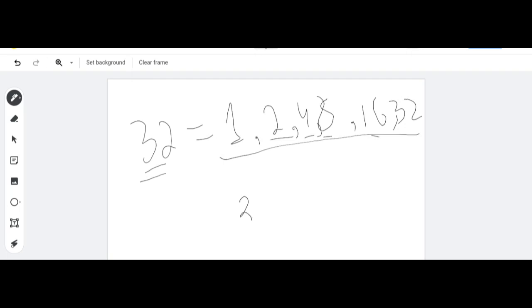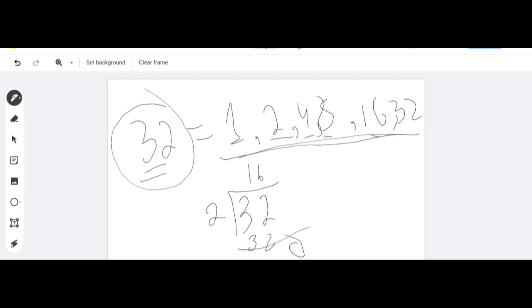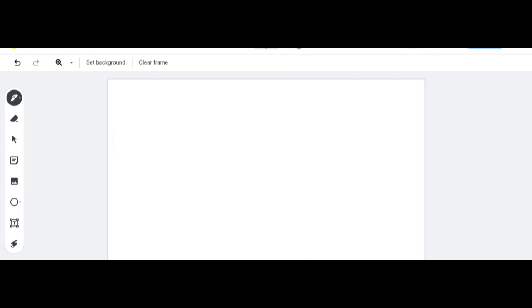Let's do this. 32 divided by 2 is 16, and the remainder will be 0. Remainder 0. So remember that if you have to find the factors of any number, first you have to find the multiples, then divide each multiple by the given number. So it's like double checking those numbers. Very good.